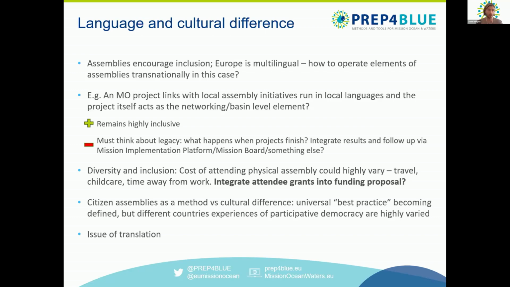And just that issue of translation, even at project level, we found one of our first jobs was translating citizen assembly into the different project languages, and making sure that we were all talking about the same thing, because we realized that at the start we definitely were not talking about the same thing when we were talking about citizen assemblies, even within our team. So then how are you supposed to advertise that across the European basin, maybe? So that's definitely something to think about.